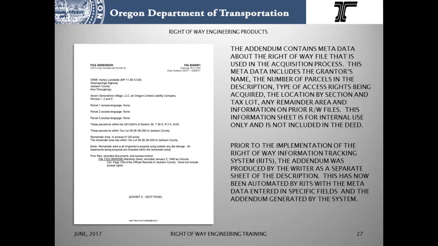Now, prior to the implementation of the Right-of-Way Information Tracking System, otherwise known as RITS, the addendum was produced by the writer as a separate sheet of the description. This has now been automated by RITS with the metadata entered in specific fields and the addendum generated by the system.